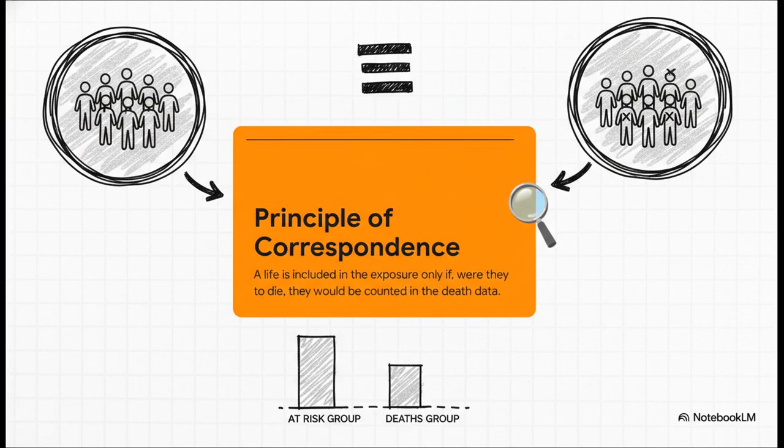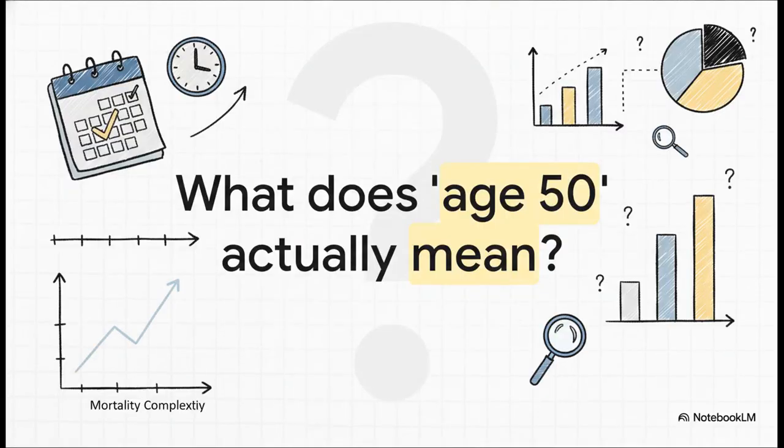It just means that the group of people you're measuring, the denominator in our fraction, has to be defined in exactly the same way as the group whose deaths you're counting, the numerator. Now, that might sound super obvious, but let me ask you, what does being age 50 really mean? Does it mean the year after your 50th birthday or something else? The answer actually matters a lot.